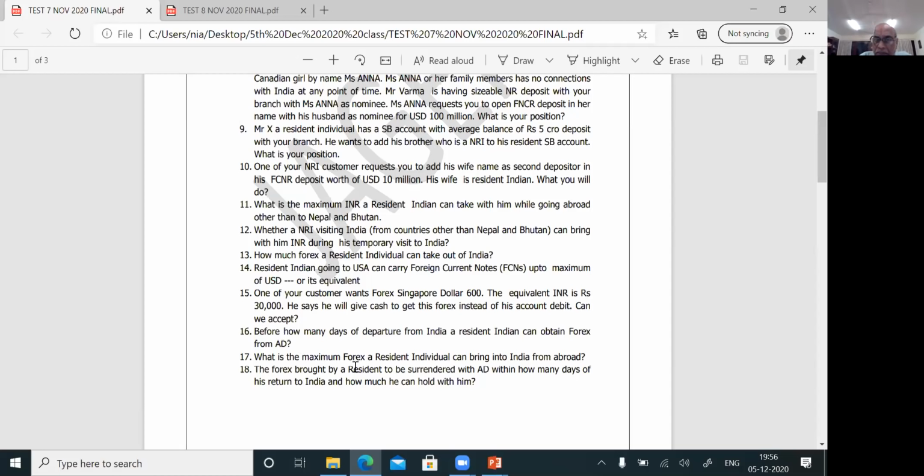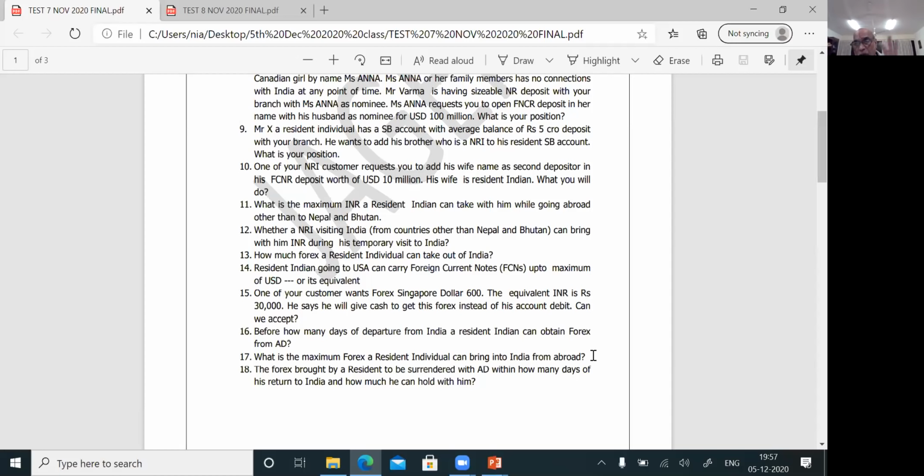Then, what is the maximum forex a resident individual can bring into India from abroad? See, what all the things we saw, again I repeat for the latecomers. A resident individual, you and I are resident individuals. When he goes abroad, he can take 25,000 Indian rupees. When he comes to India, he can bring 25,000 Indian rupees, other than Nepal and Bhutan. In what denomination? In any denomination. Similarly, a non-resident individual who is coming to India and going can also bring and take with him 25,000 Indian rupees, in any denomination, other than Nepal and Bhutan. That portion we already discussed.